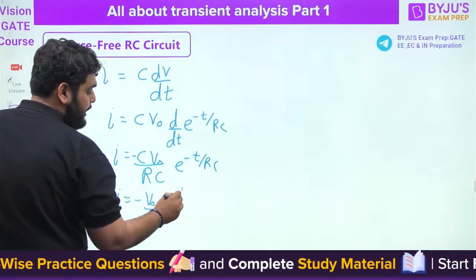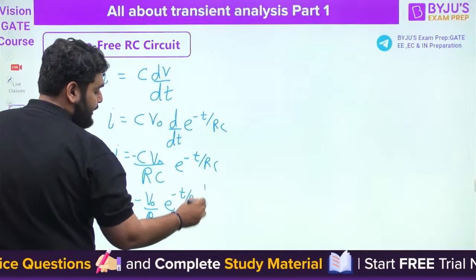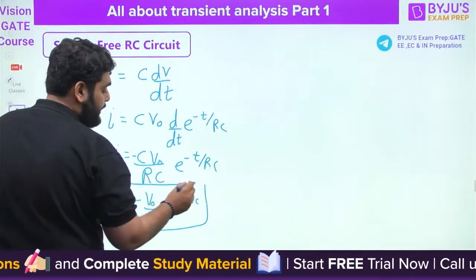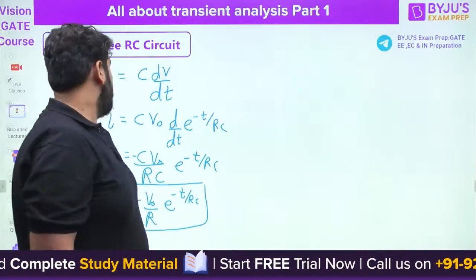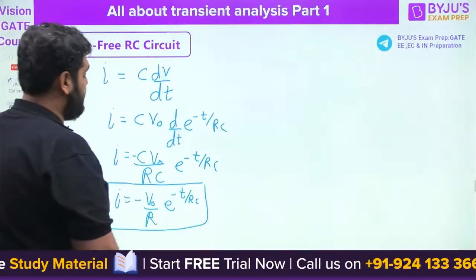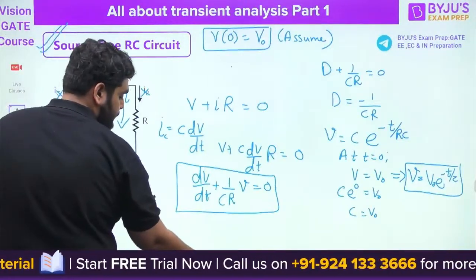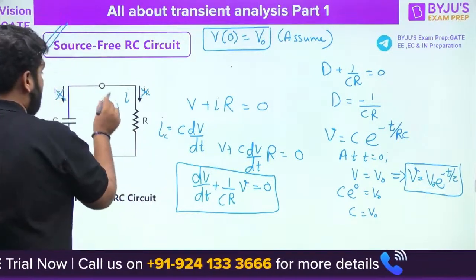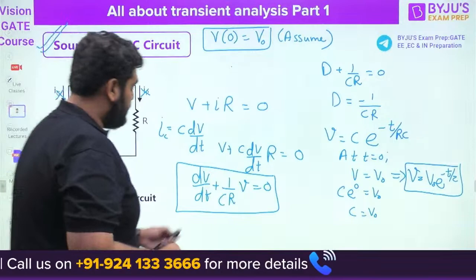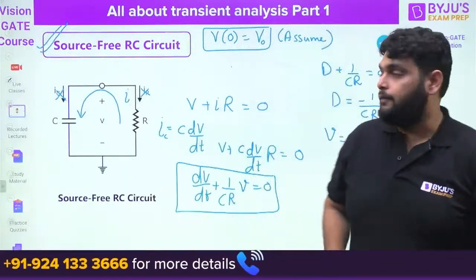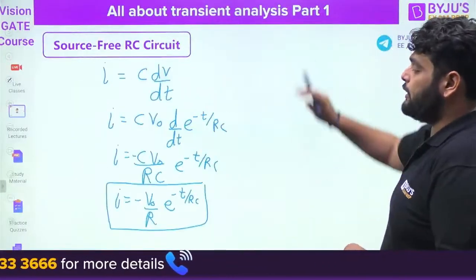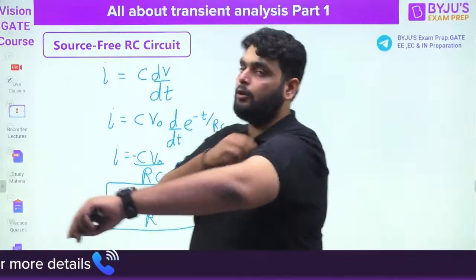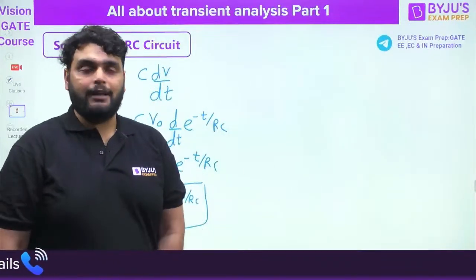The minus sign shows that actually the direction of current will be reversed. Actually here I took the direction wrong. The KVL equation I wrote correctly, but here I took the direction wrong. So now according to this direction you will have a KVL equation, and because of that you can see the current comes out to be minus V naught by R e raised to power minus t by RC.